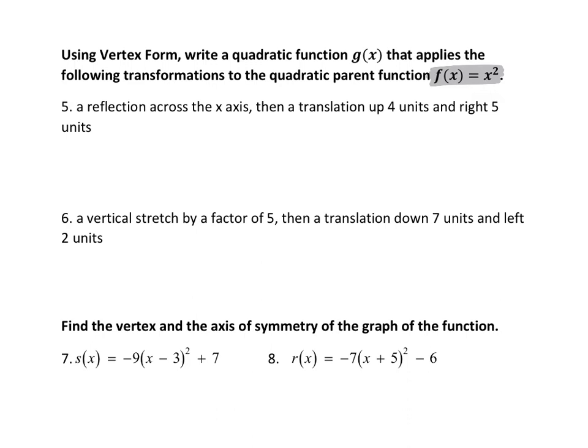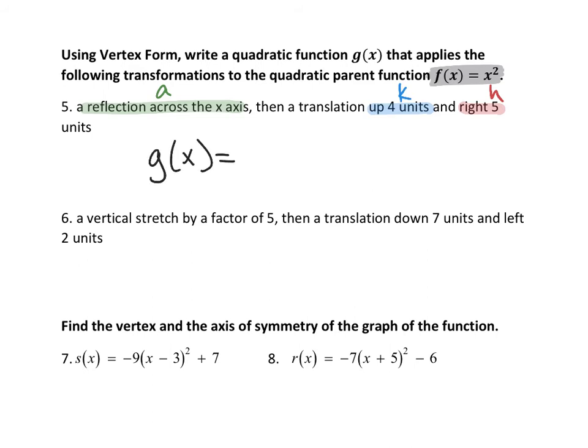Okay, if we read along with this question, it says that we are going to do a reflection across the x-axis, then a translation up 4 units, and to the right 5 units. So I need to make sure that a is negative, because that's how I make a reflection, that k is 4, because that's how I move it up, and that h is 5, which means I'm plugging in a positive 5. All right, here's g of x.